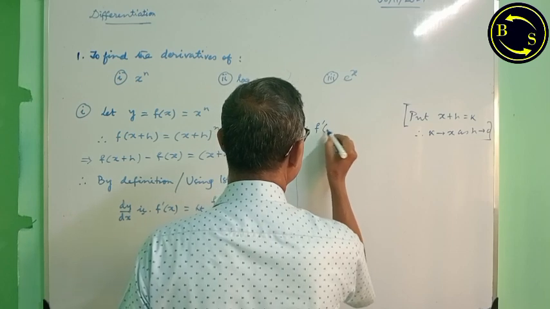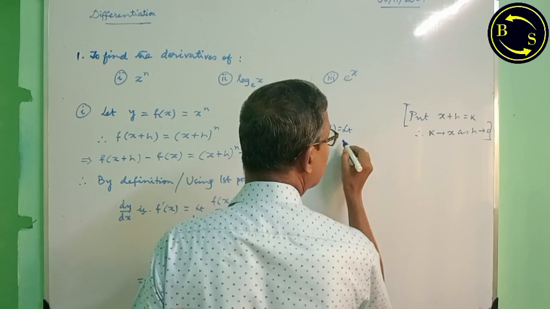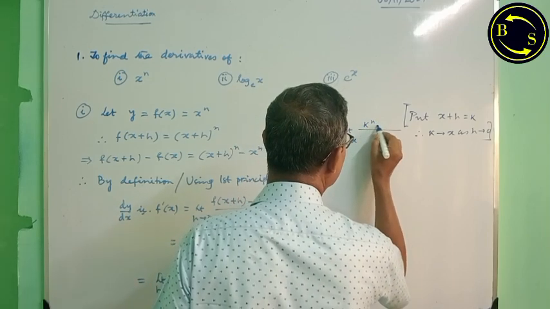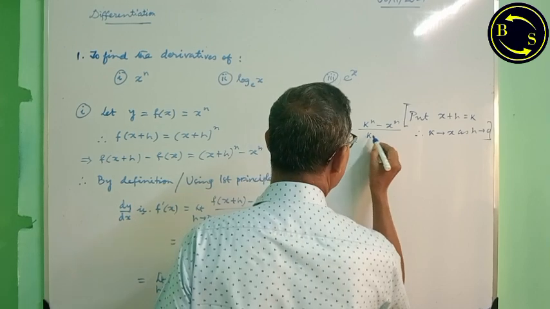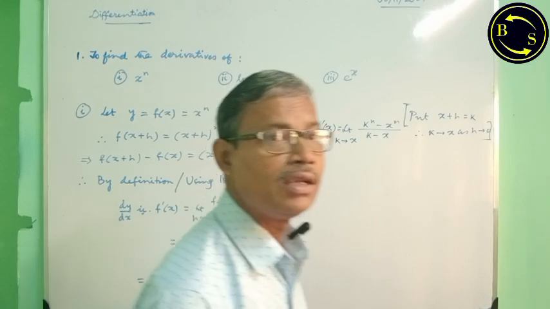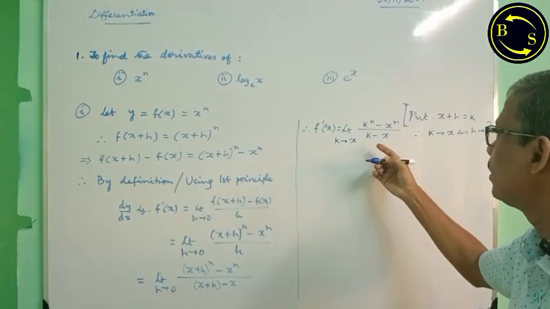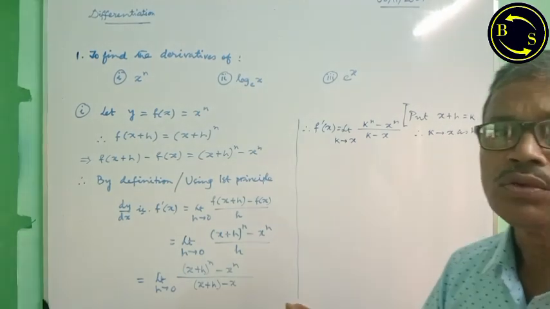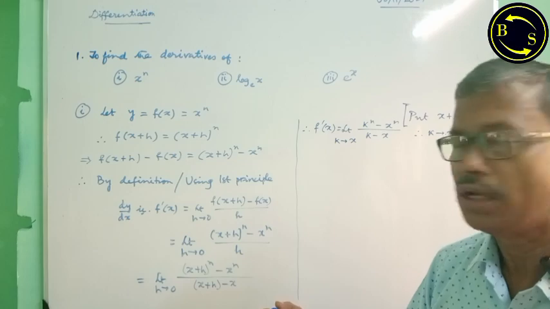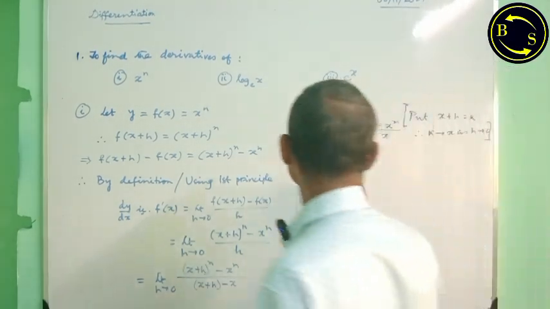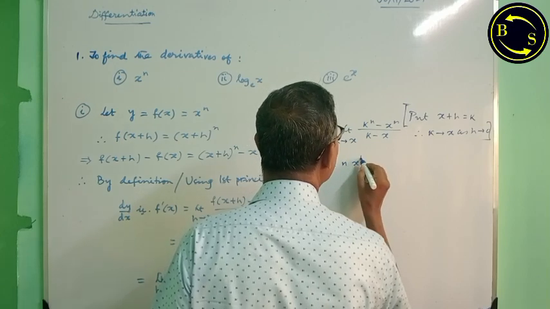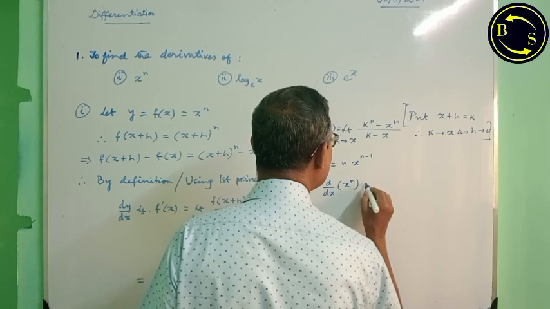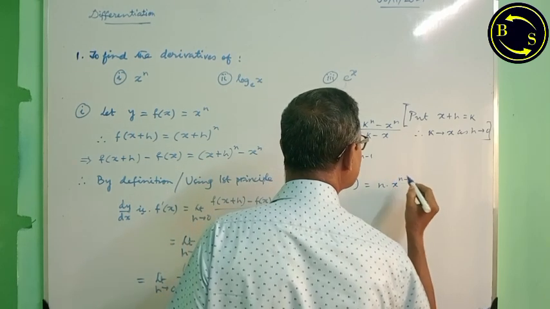Therefore, f dash x is equal to limit k tends to x, k to the power n minus x to the power n by k minus x. This is quite similar to the standard limit x tends to a, x to the power n minus a to the power n divided by x minus a, that is equal to n a to the power n minus 1. Here a is x, therefore this is equal to n x to the power n minus 1. Therefore finally d by dx of x to the power n is equal to n into x to the power n minus 1.